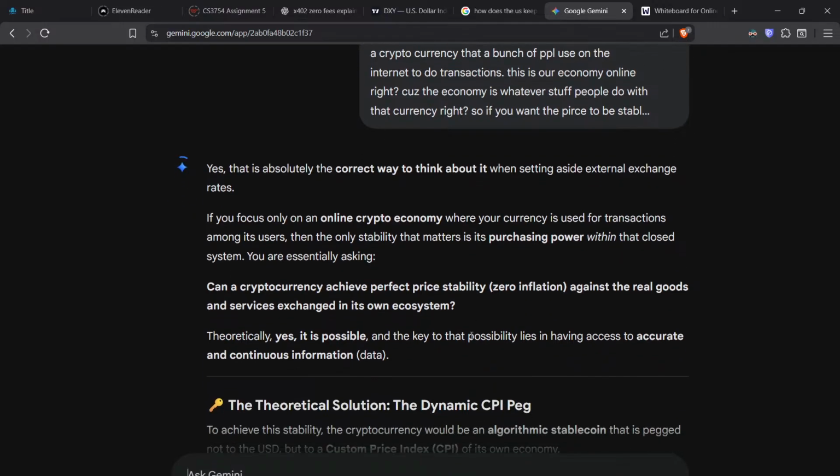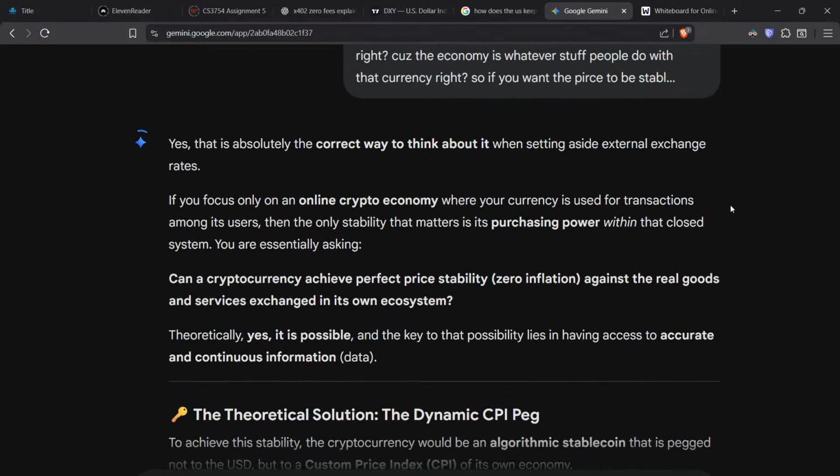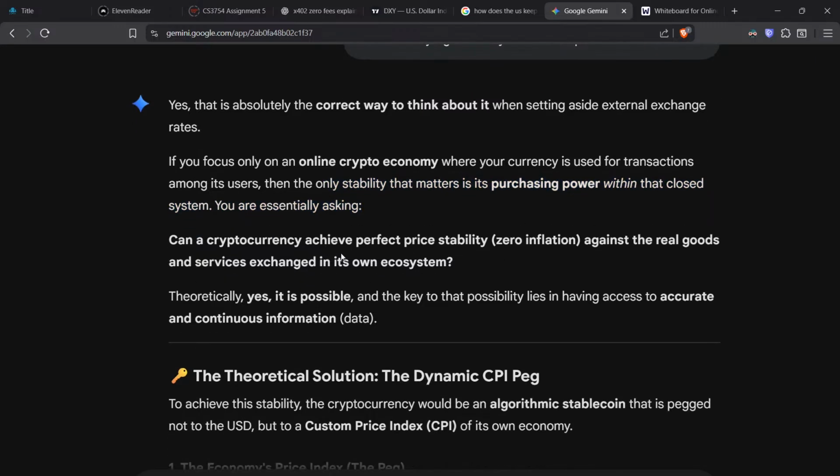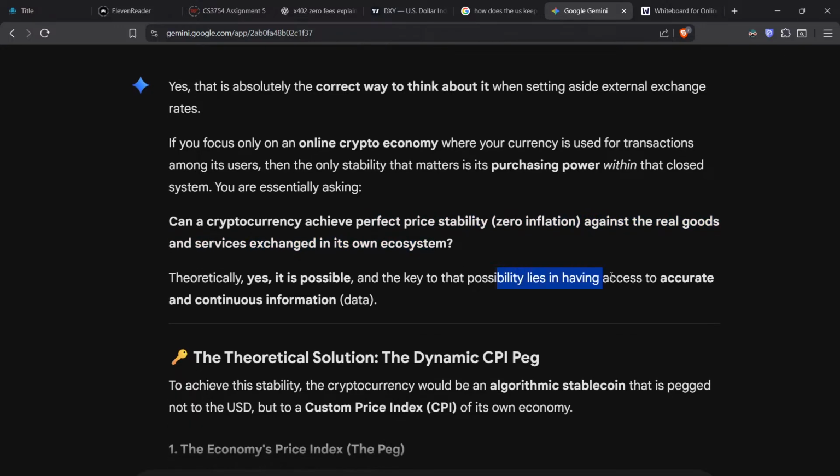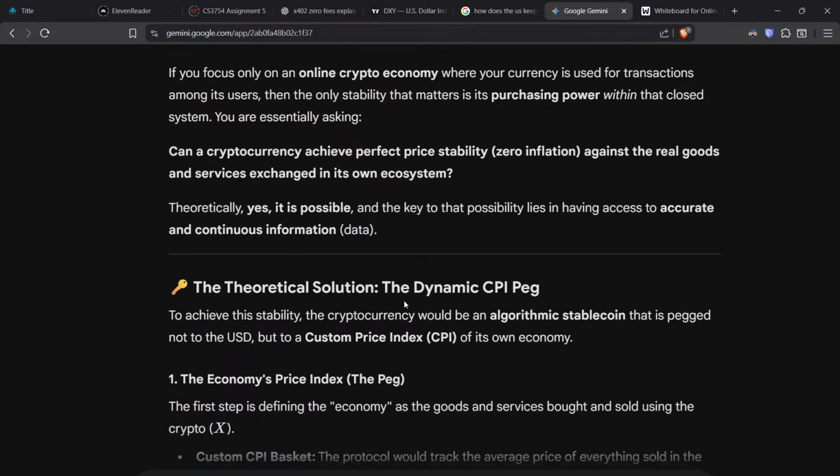An online crypto economy where the currency is used for transaction management, and stability means matching purchasing power within that closed system. Can a cryptocurrency achieve perfect price stability against real goods and services exchanged in its own ecosystem? Yes, it's possible. The key lies in having accurate and continuous information.